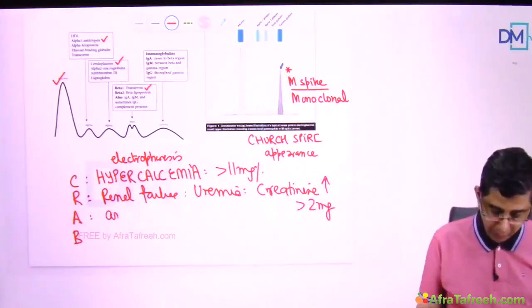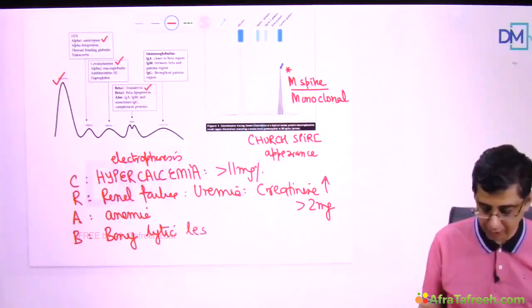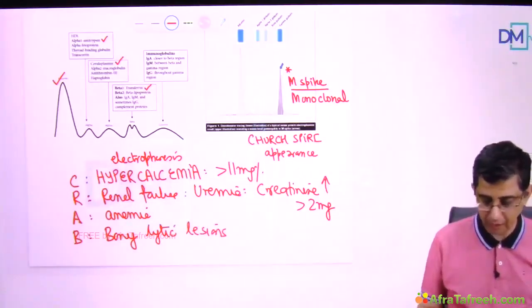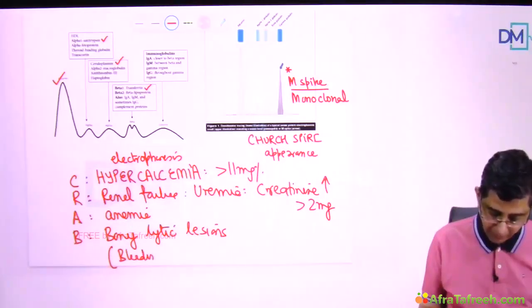A would stand for the anemia component developing in the patient. The B would stand for two things, that is bleeding as well as bony lytic lesions. Traditional is obviously bony lytic lesions, that is very easy and anybody can tell, but even then the bleeding component can also be present in these patients.